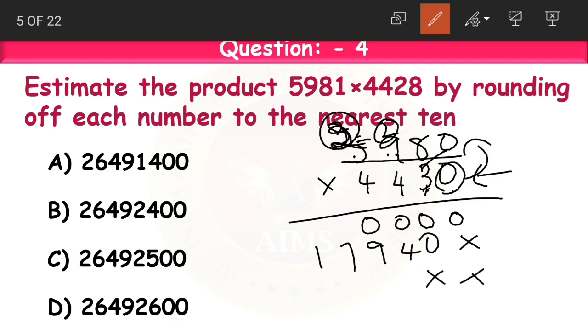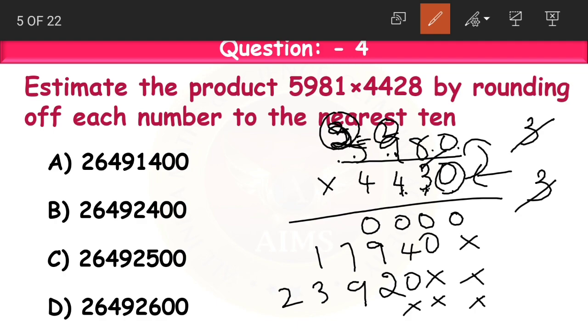Moving on to the next number, which is 4. 4 zeros are 0. 4 8s are 32. 2 here and 3 carried. 4 9s are 36. 36 plus 3, 39. Again 3 carried. 4 5s are 20. 20 plus 3 becomes 23. Now again we have the same number 4 here, so no need of multiplying again. I am simply copying what I got for 4. Now this is our multiplication done.